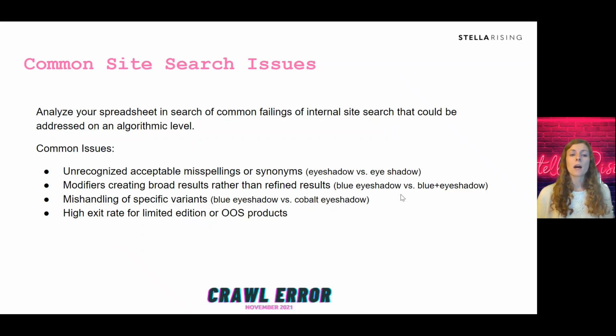You'll want to look for modifiers creating broader results rather than refined results. So if we specify we want blue eyeshadow, do we get more results than if we just searched eyeshadow? That is something you'll want to keep an eye on. Mishandling of color variants. So how many results are showing up when we search blue versus how many results are showing up when we search cobalt, and what is the appropriate balance?